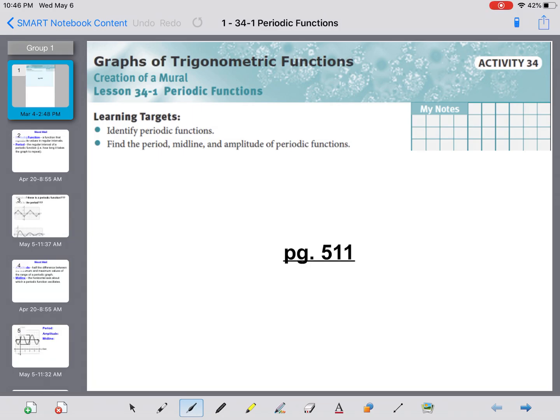We are moving on with our Trig unit. Today we'll be looking at 34-1 and 34-2. I'm going to split this up into two videos, so this first video is going to be 34-1. It's found on page 511, so go ahead and get to that page, however you've been taking notes.